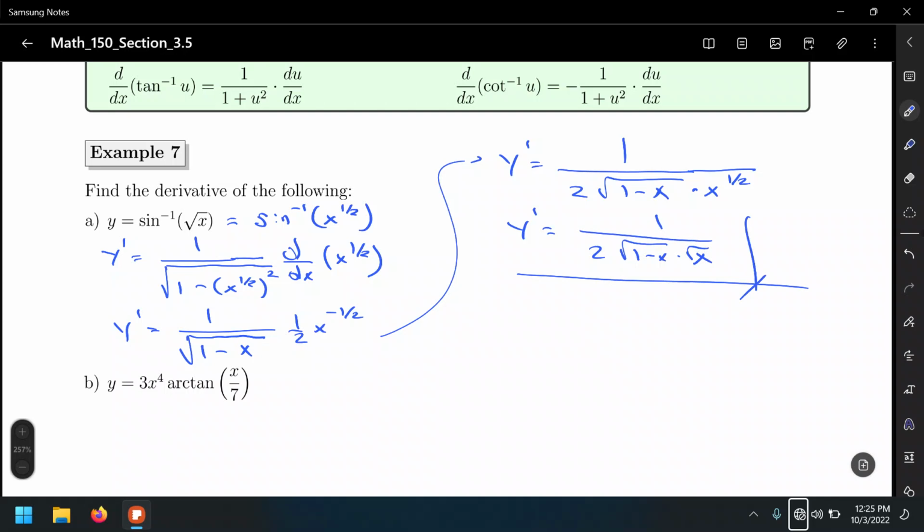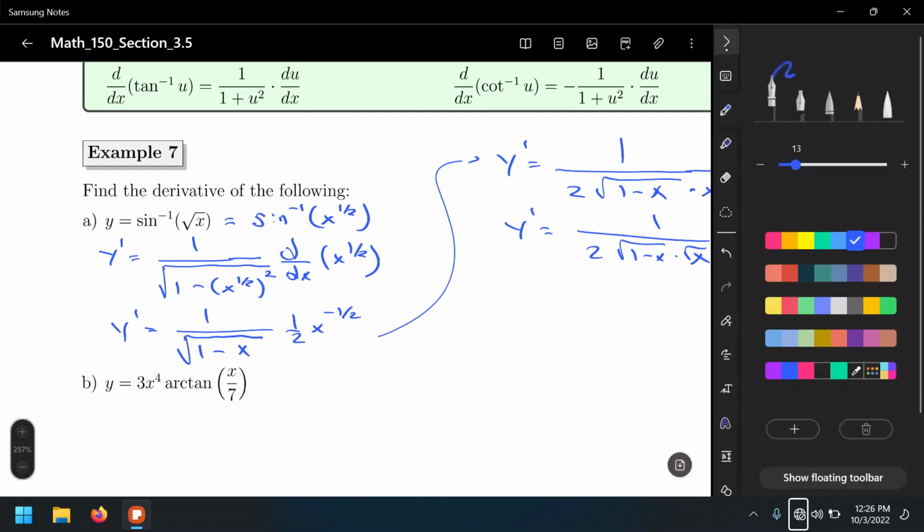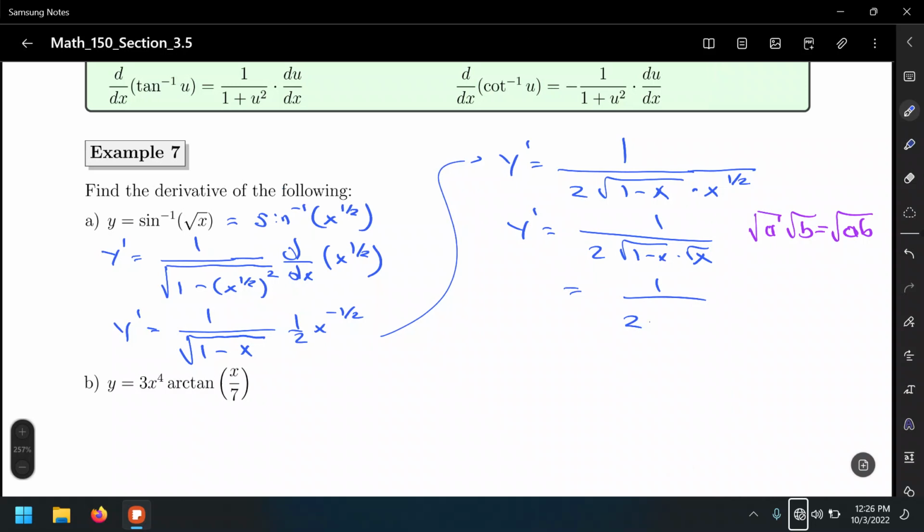Of course, we could combine this into a single radical. Well, how about we do that? That goes by the following property. Whenever you have the product of two radicals, that's the radical of a product. That's essentially the product rule for radicals. So let's put this together. That's 1 over 2 root of x times 1 minus x, which reduces to 1 over 2 root of x minus x squared. All right, I think this will be a good result.